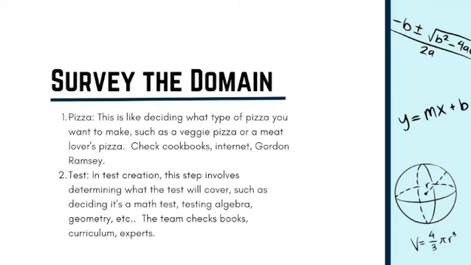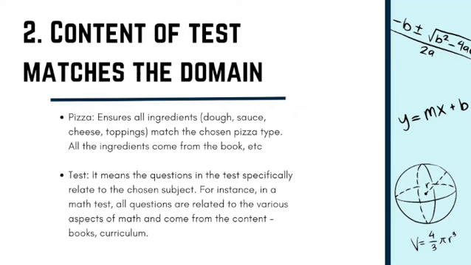So in terms of a test, in test creation, this step involves determining what the test will cover, such as deciding it's a math test that's going to test algebra or geometry, etc. So the team that's going to make the test, they check the books, they check the curriculum, and they talk to the experts when they're planning the test.